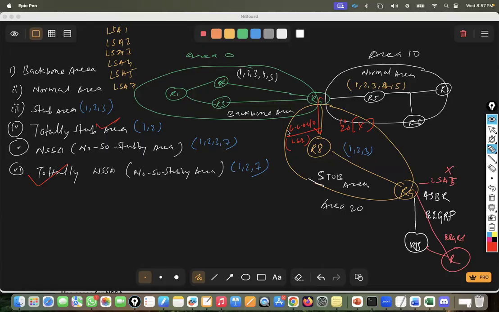But this is a very unique interview question that is going to be asked. If there is no LSA 3, then how is this area going to talk to your normal backbone area? You cannot talk, right? So 90% of engineers get confused by the answer, and they keep saying LSA 3 is not going to be generated. No, LSA 3 is going to be generated, but that LSA 3 has only the default route, and this is what makes the connectivity.